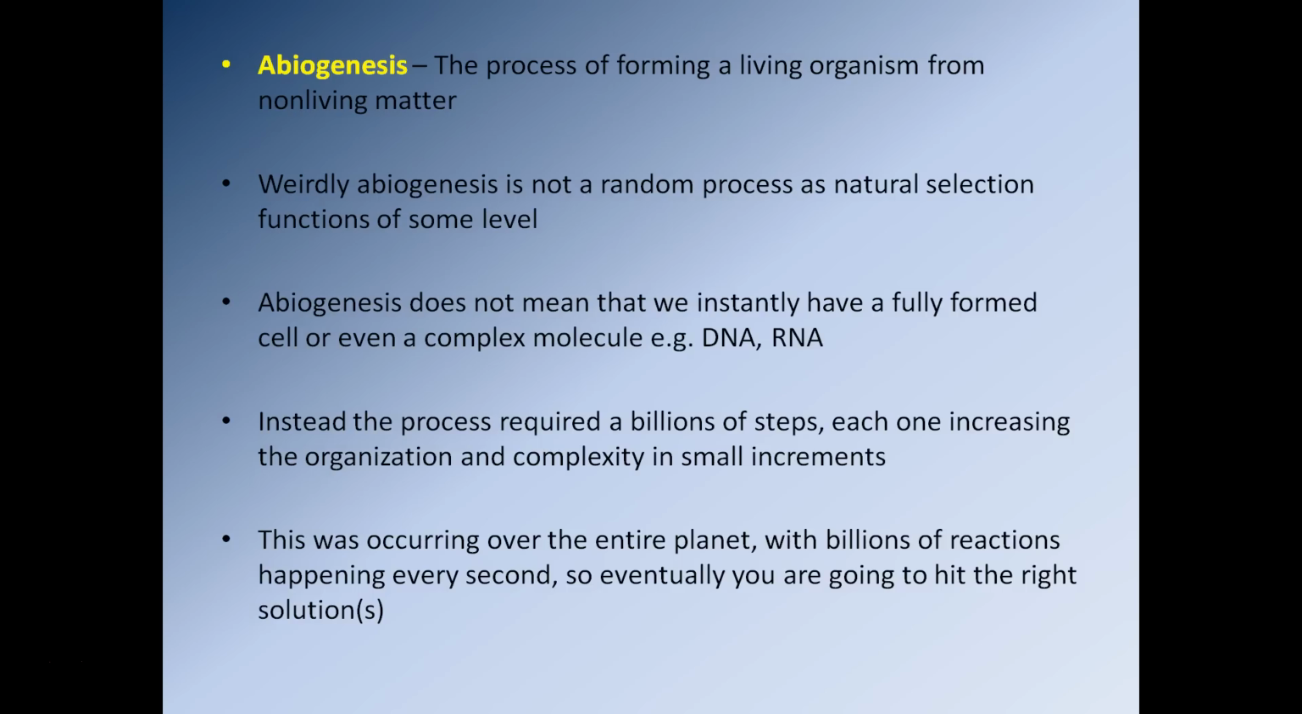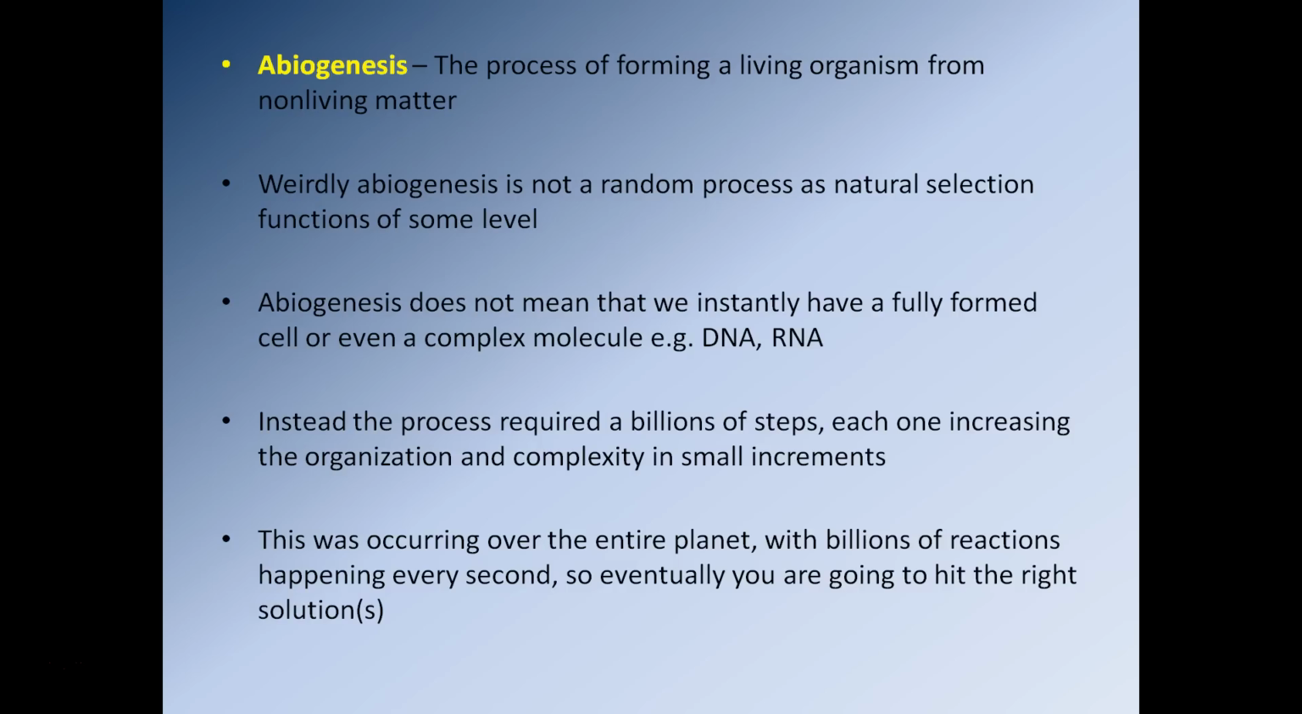So abiogenesis does not mean that we instantly have a fully formed cell or even complex molecules straight away. So instead what we have is a process that requires billions of steps, each one increasing the organization and complexity of the thing that's being built in very, very small increments. So you have to remember, the Earth essentially is a giant machine for doing this. And we would have had billions, trillions of reactions happening every minute, most of them failing, some of them being successful, taking us to the next stage.